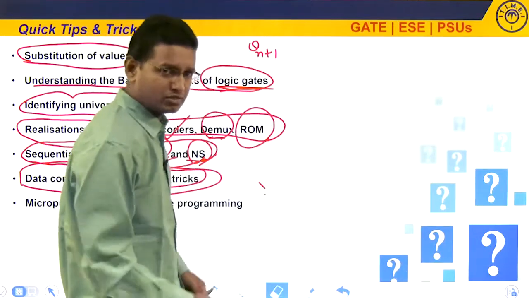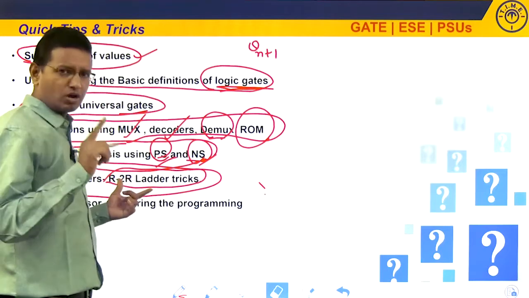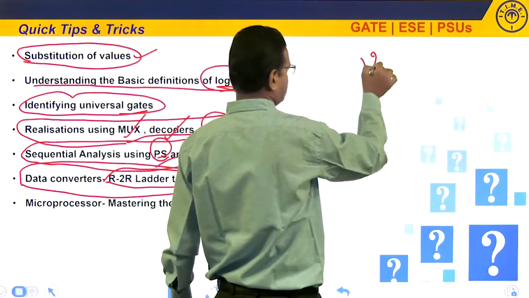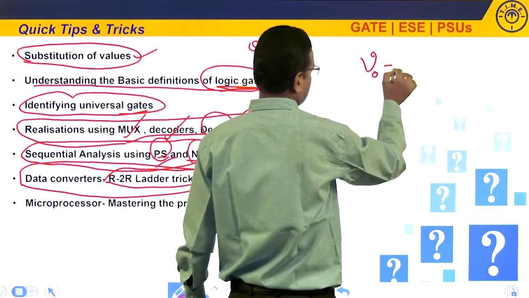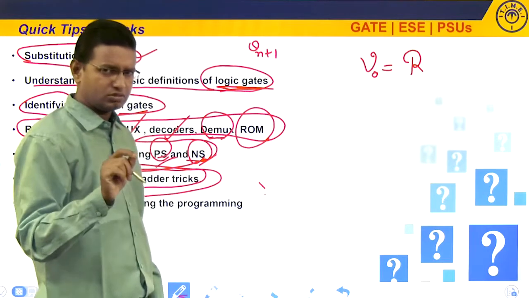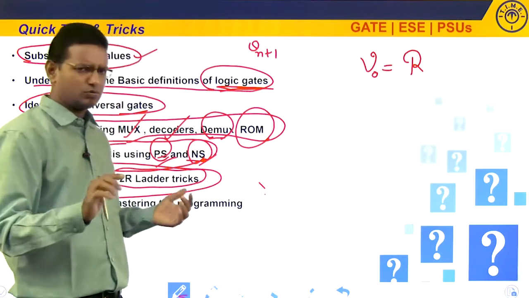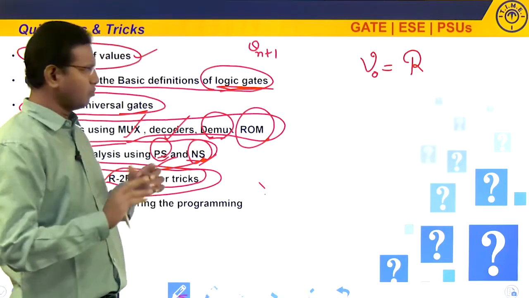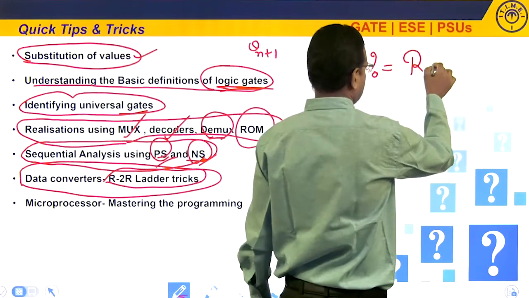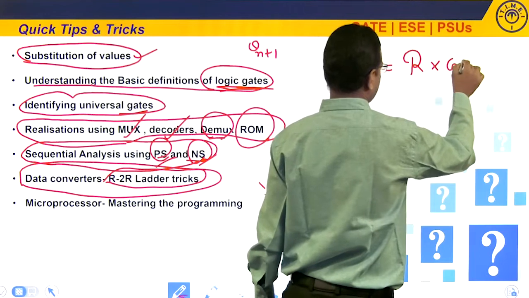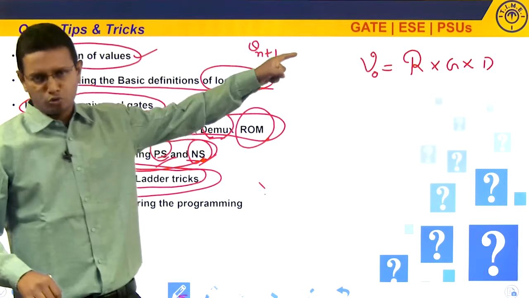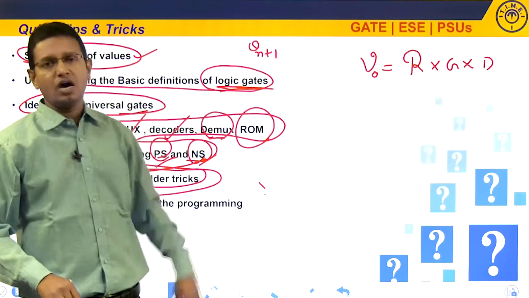Whenever a GATE question comes on these R-2R ladders, remember a simple shortcut I am telling you. For most of the ladder circuits, though one ladder circuit will be slightly different, the output V0 is R into G into D. This is a shortcut. If you want to find the analog output V0, it is R into G into D.